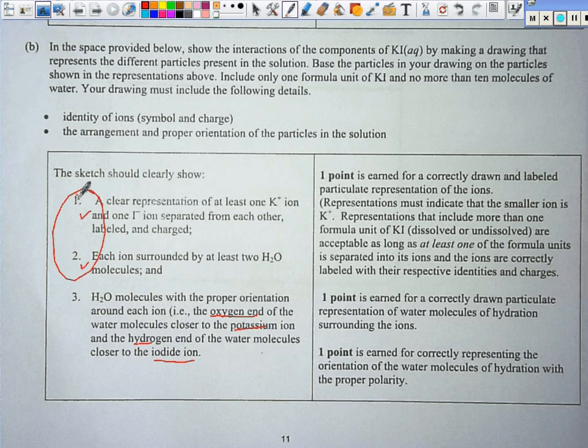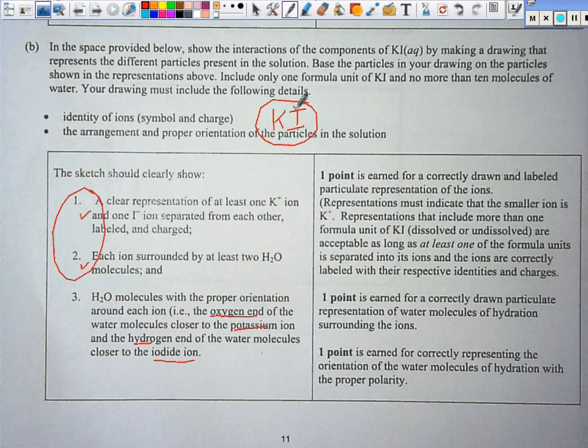This is what I want to show you. Representations that include more than one formula unit are acceptable as long as at least one of them had separated into ions. So in that beaker, what if you had drawn this and you left it together? Would that have been okay? As long as somewhere else at least one of them was what? Separated. So you would have been okay, as long as you show at least one.